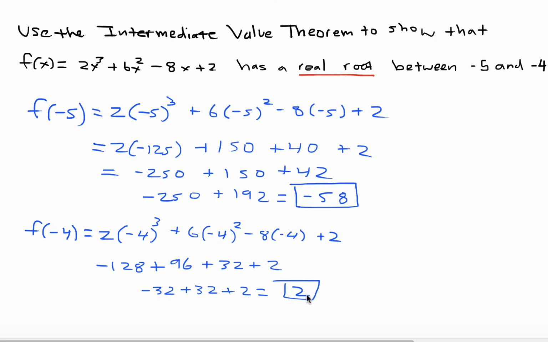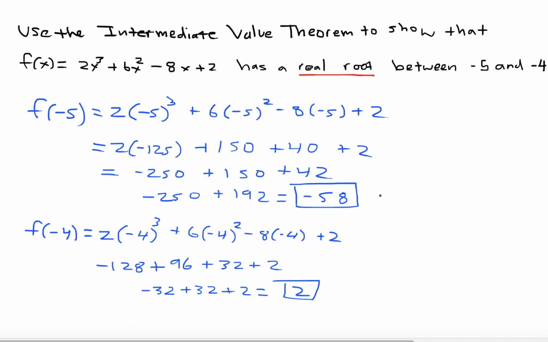All that matters is that f of -5 gave us a negative answer, and f of -4 gives us a positive answer. So because these signs are opposite, what does that mean? It means that in between -5 and -4, this graph has to cross the x-axis.